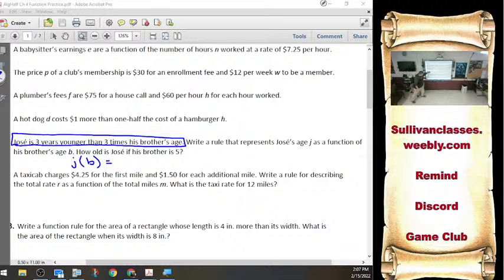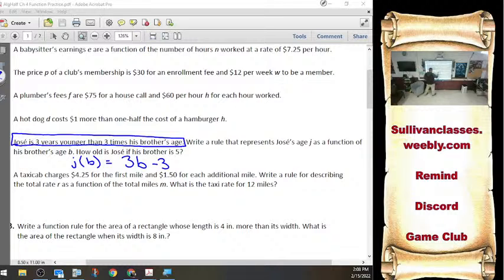Jose is, J equals 3 years younger than. We talked about "than" an awful lot. If you're 3 years younger than your sibling, what do I do to your sibling's age? Minus 3. And it goes at the end. That's what the "then" does. 3 times his brother's age. Okay, so that's how I start.